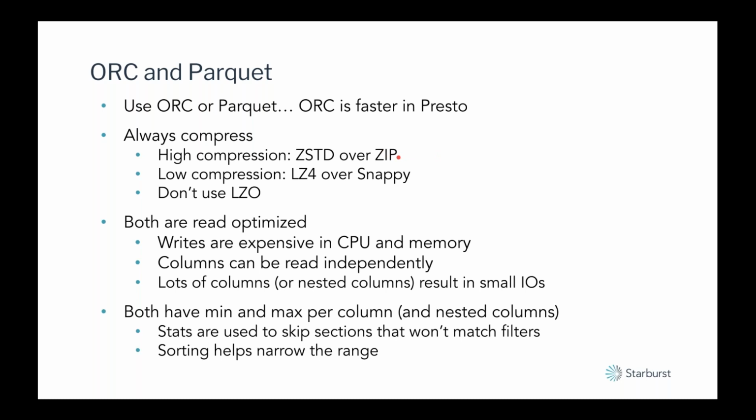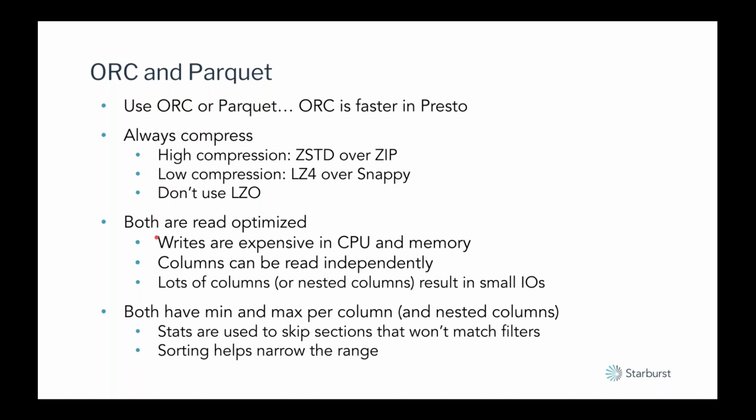If you're going to use a low compression algorithm, use LZ4 over Snappy. It's just, again, better in every way than Snappy. Never use LZO. It's not a very good algorithm. I'm not going to go into details. I know all these because I worked on the Java ports of pretty much every one of these algorithms, except for zip.